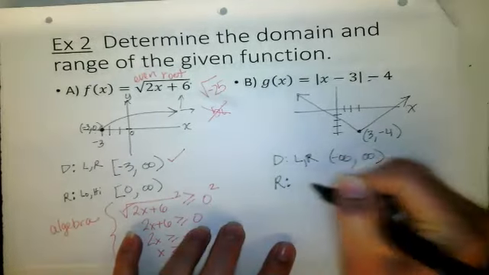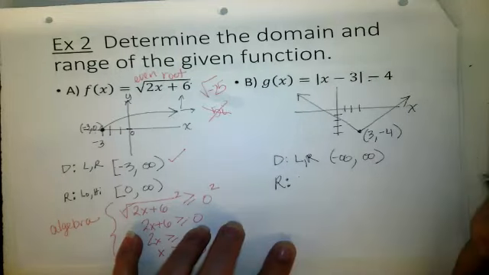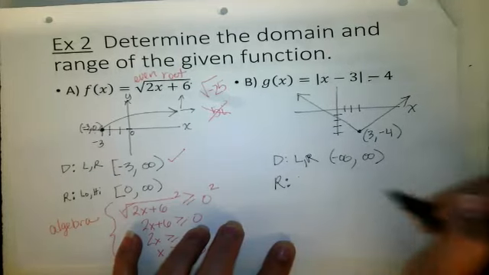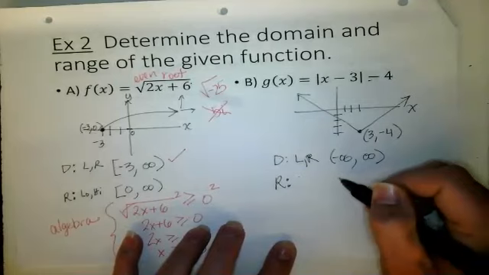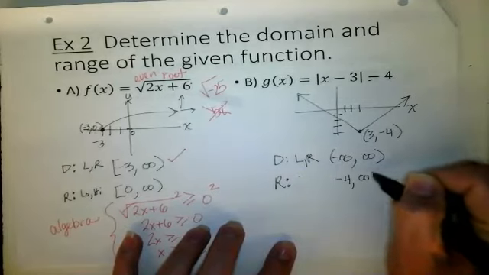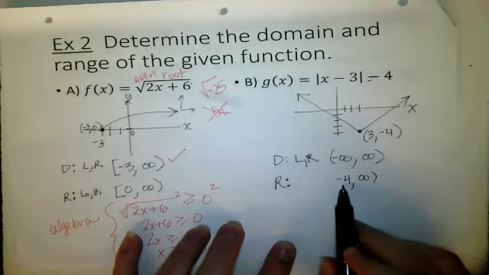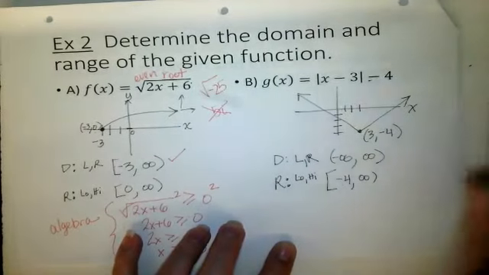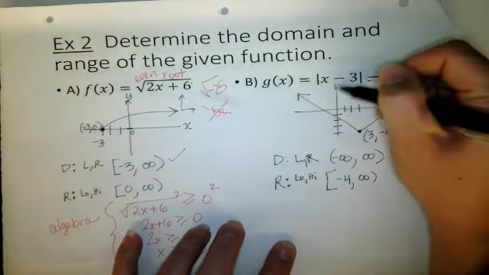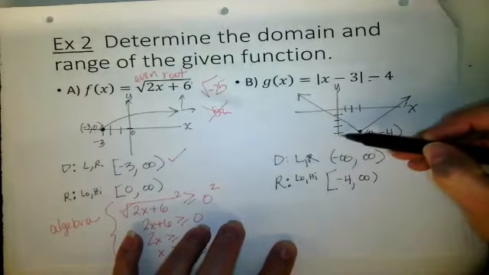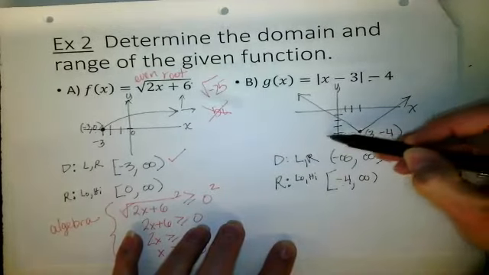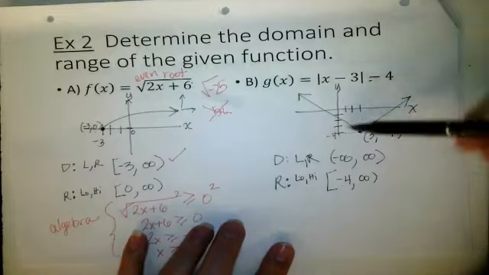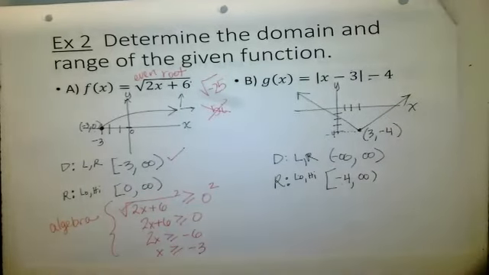What's the range? How low does it go? -4 to infinity. What should I use at -4? A bracket. Very good. Range is how low does it go and how high does it go on the y-axis. So the lowest y value is right here at -4. And it goes up forever.